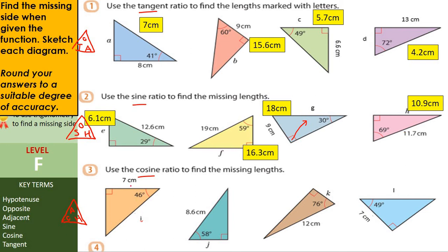Okay, so here you're given the adjacent and the hypotenuse. You're trying to find the hypotenuse, so it's adjacent divided by cos angle. So 7 divided by cos 46 is 10.1. Then we've got 4.6, 2.9 and 10.7.